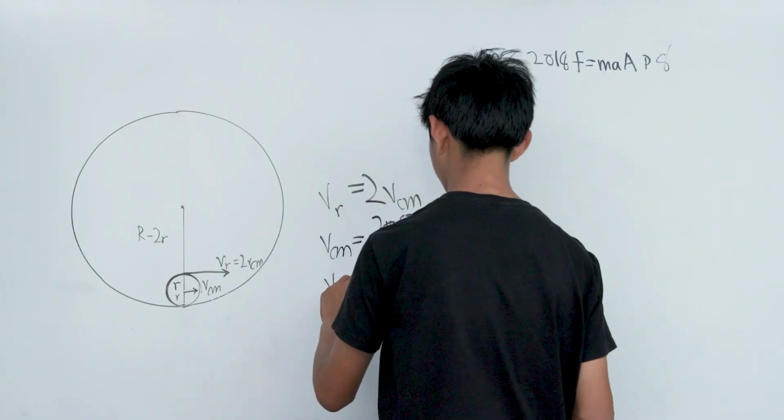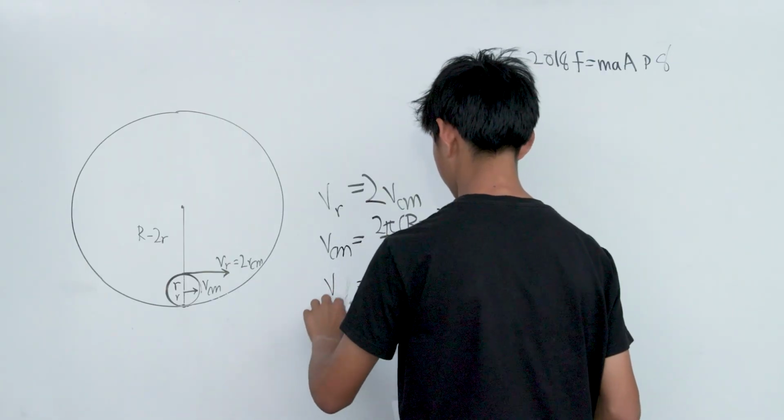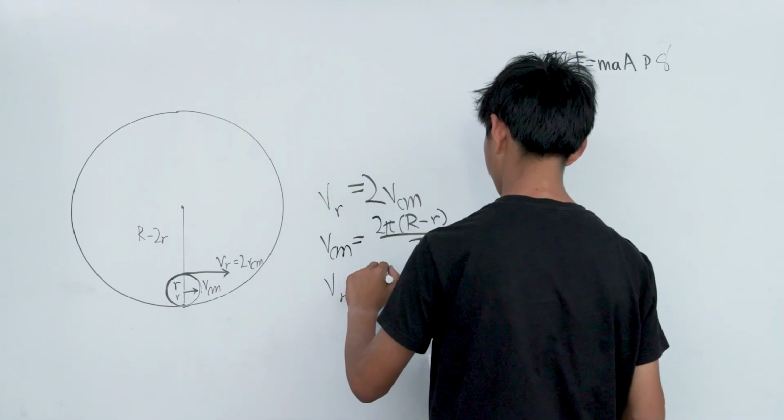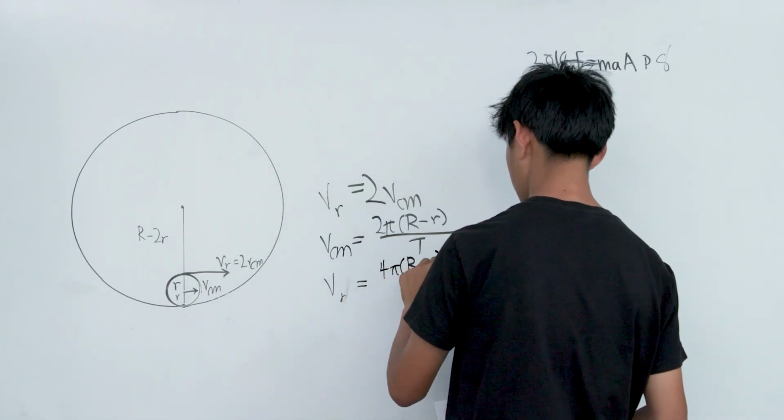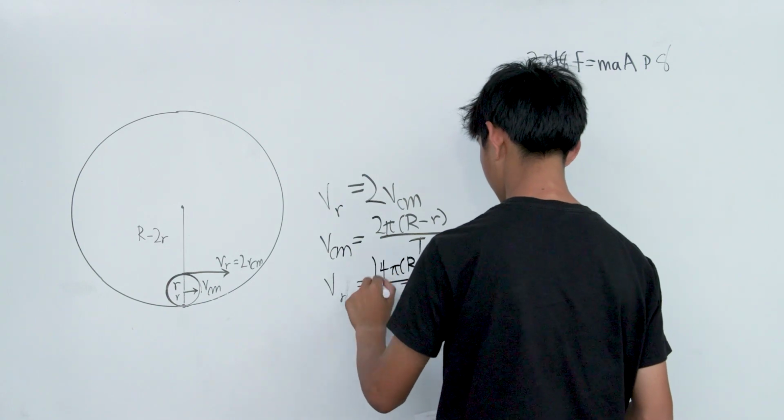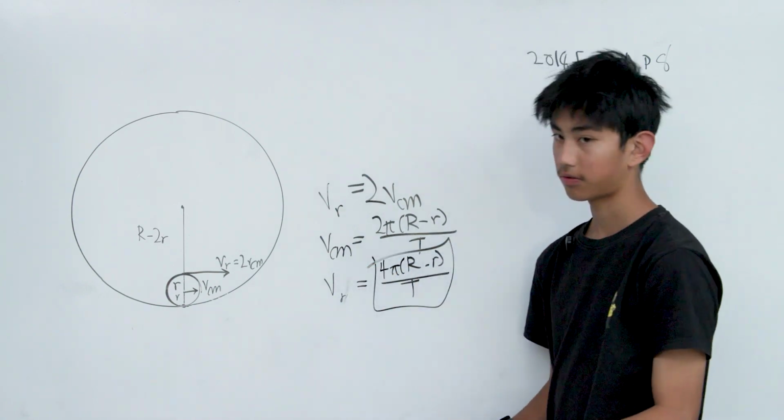So v sub r is equal to 4 pi (R minus r) over T. And that is our answer for this problem.